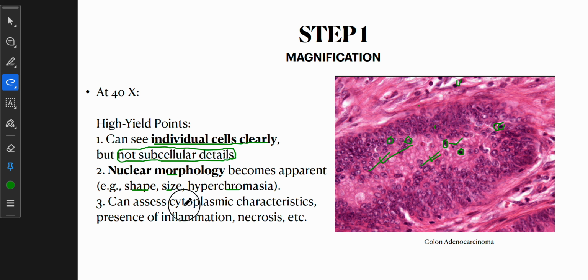And it can also assess cytoplasmic characteristics, presence of inflammation and necrosis. There are no signs of inflammation here, because if there were, there would be infiltrating cells like neutrophils and macrophages, and with necrosis there would be a specific lesion. And this is how 40x looks, right?